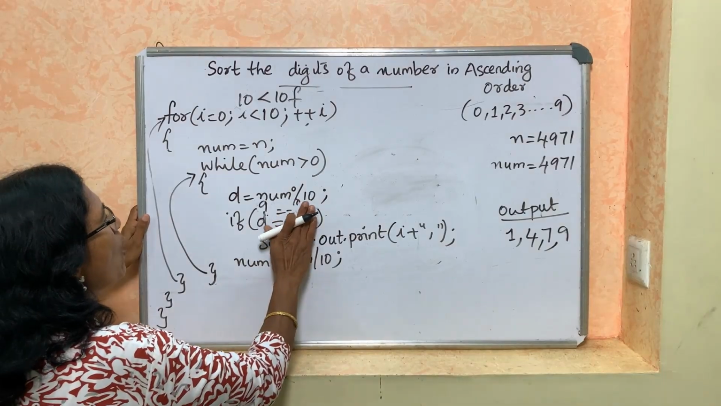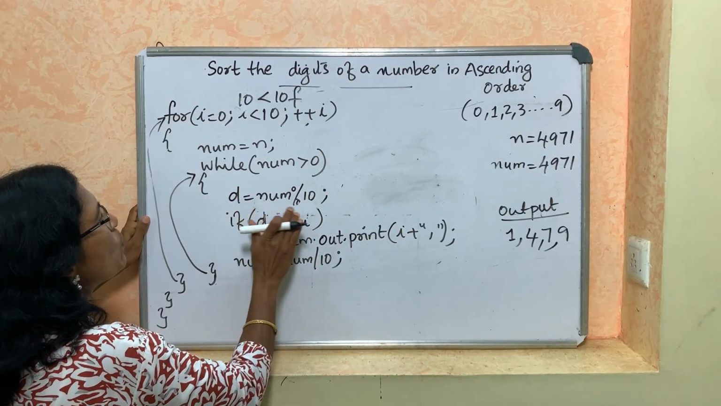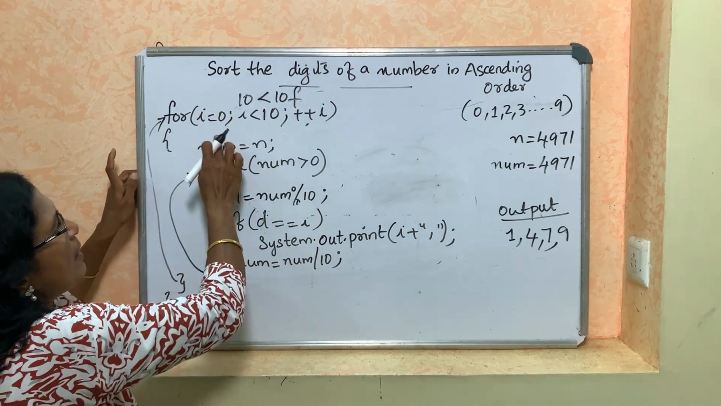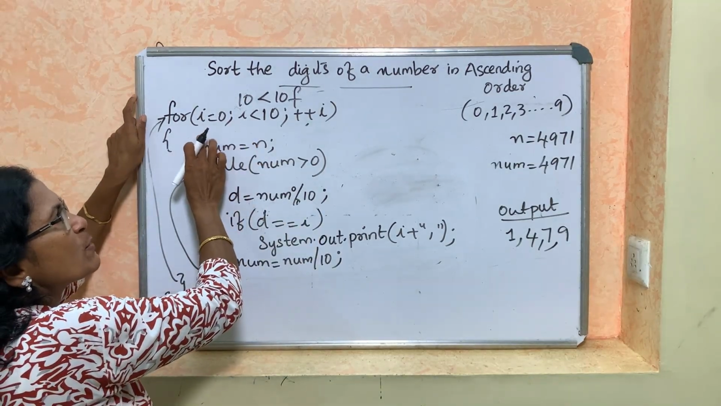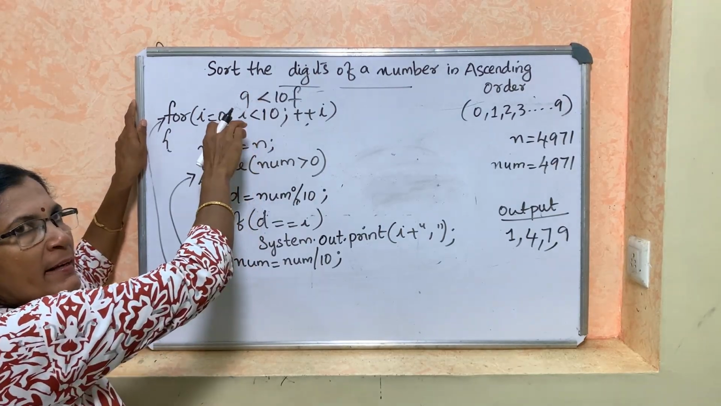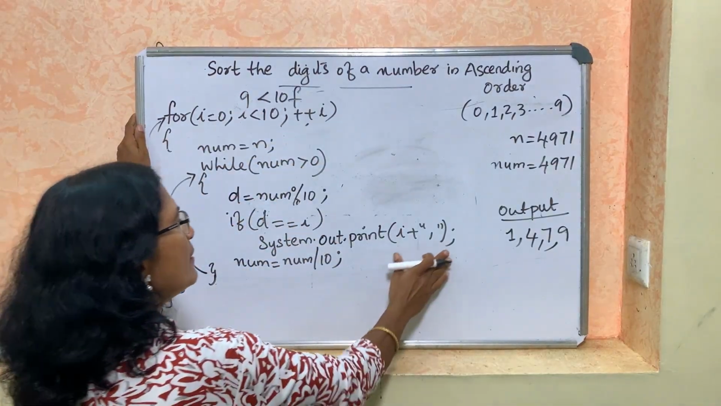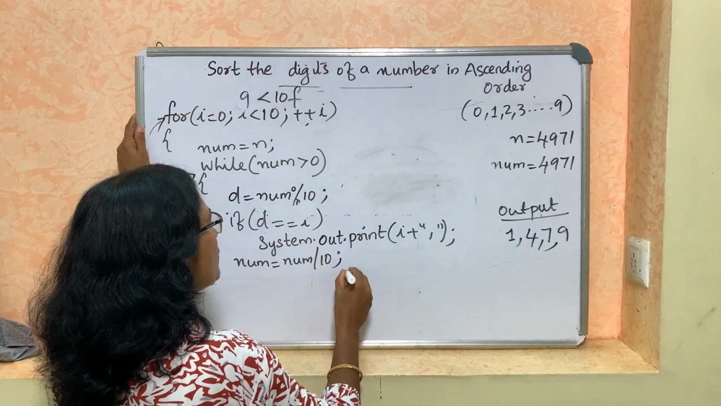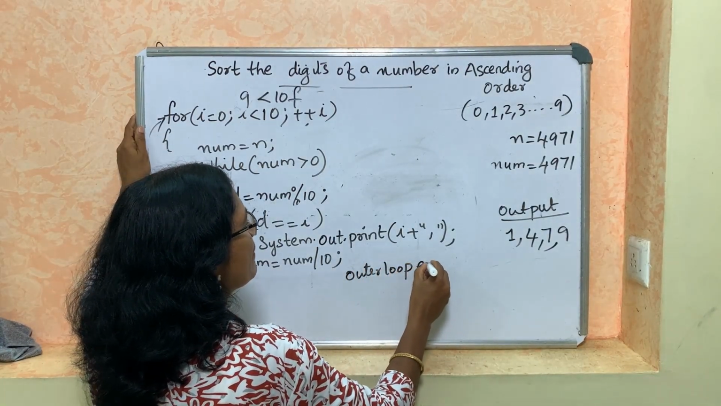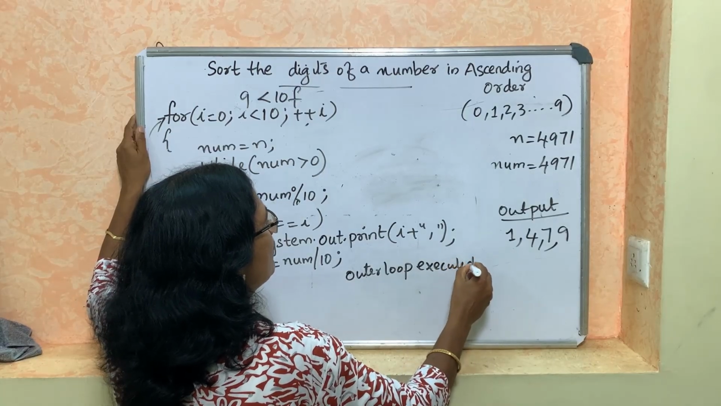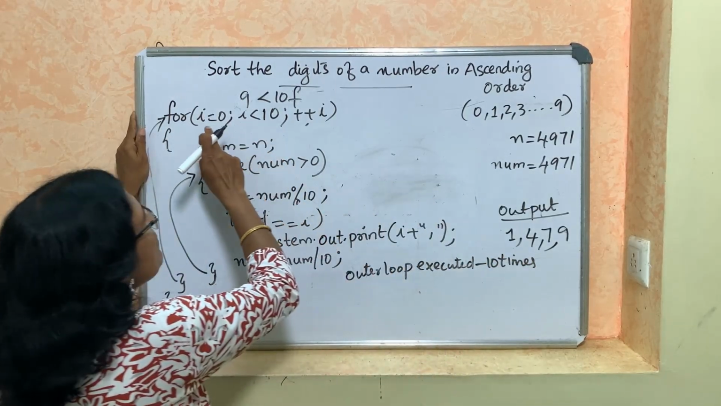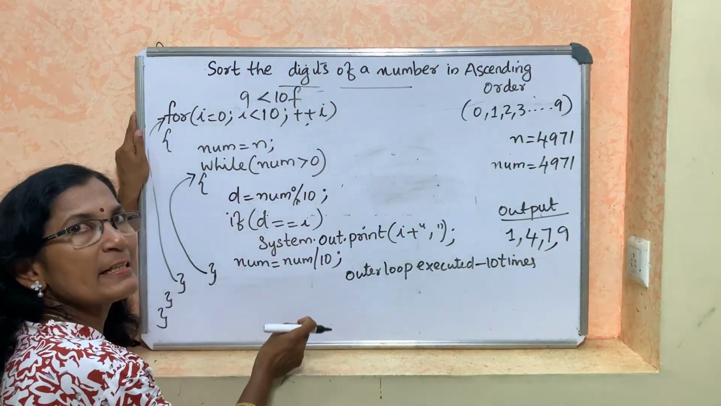Now let's see how many times the inner loop and outer loop executed. Outer loop took all the values from 0 to 9. When the value of I became 10, control went outside. So outer loop executed 10 times. It took all the values from 0 to 9, 10 times.